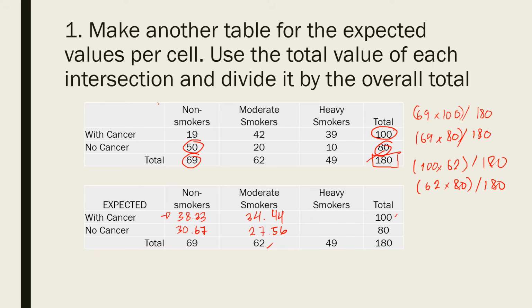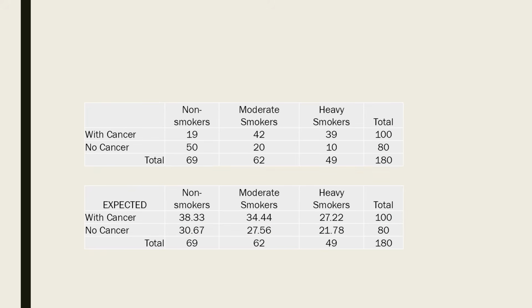For heavy smokers with cancer, that would be 49 times 100 divided by 180. That would give us 27.22. Last, we have 49 again times 80 divided by 180, and that's going to give us 21.78. Okay, so now that we have our expected values, all we have to do now is compute.